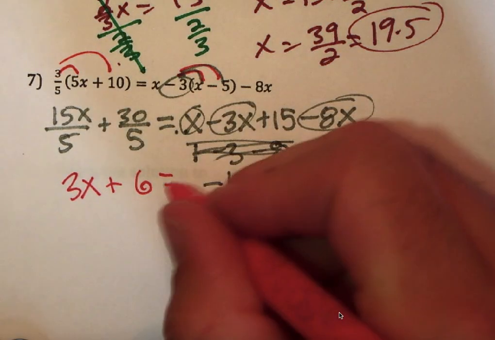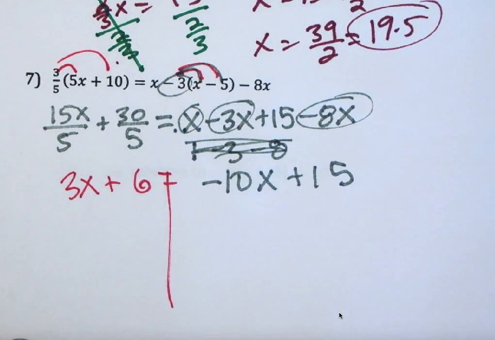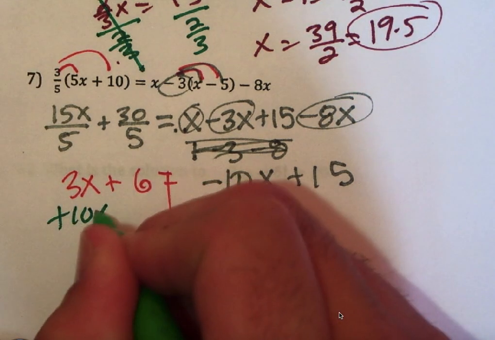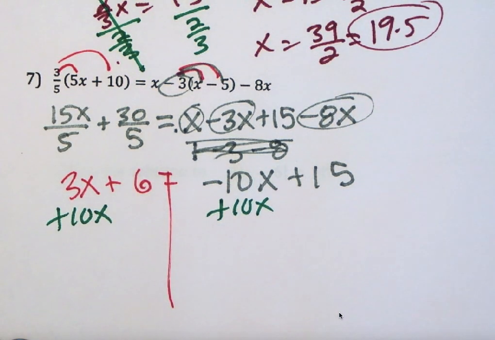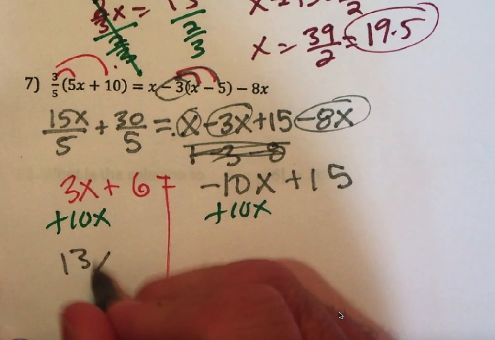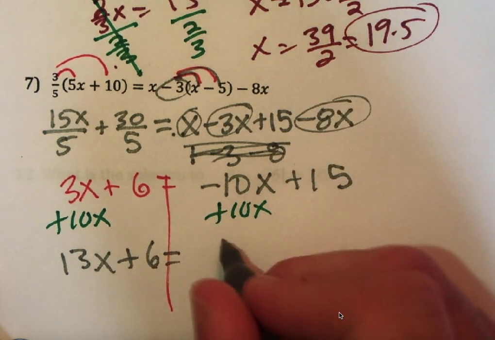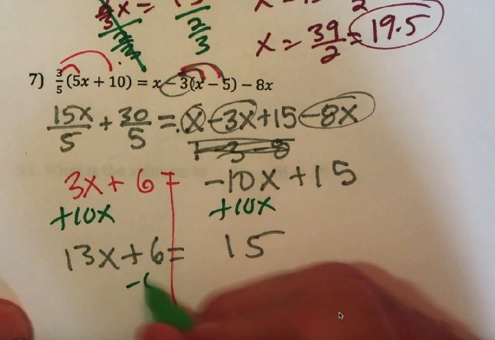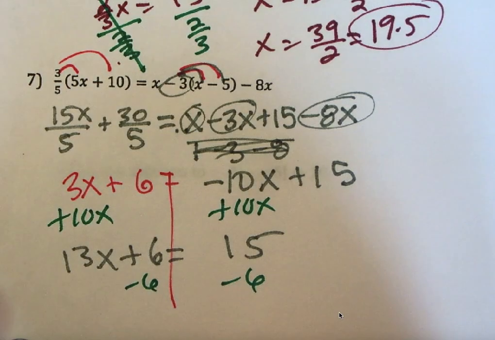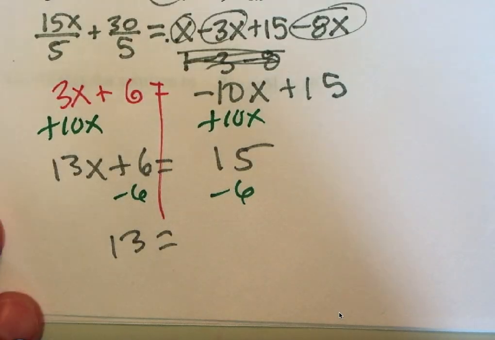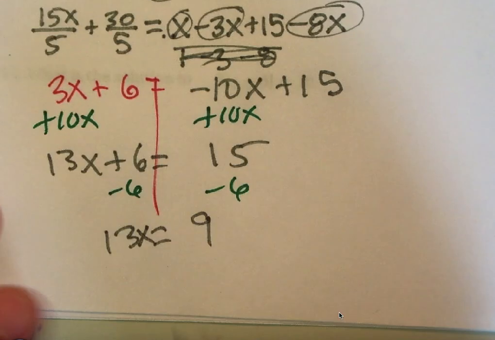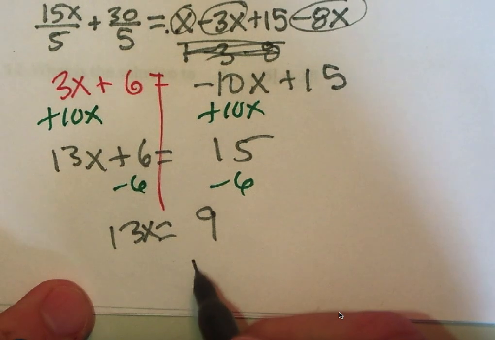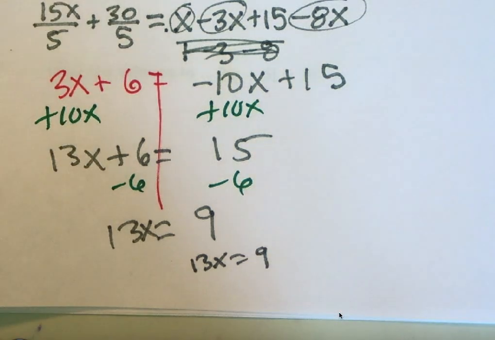Okay, and now we're down to where we can just start doing stuff to both sides, which is great. So I'm going to add 10x to both sides. That will leave me with 13x plus 6 equals 15. Then subtract 6 from both sides. And we get 13x equals 9. And then we will divide both sides by 13.